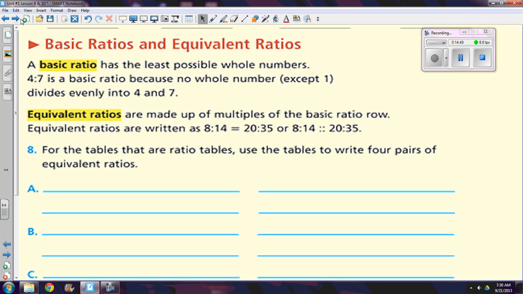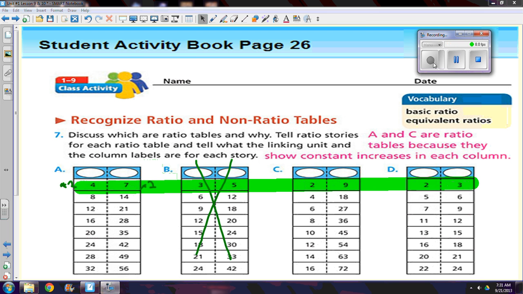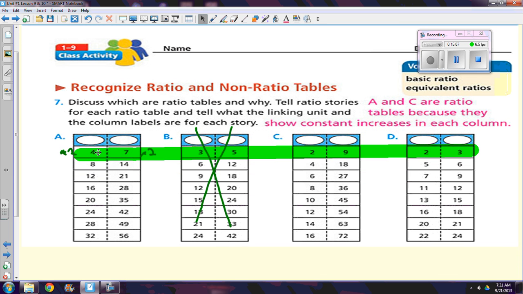For the tables that are ratio tables, use the tables to write 4 pairs of equivalent ratios. So let's take a look at that. For number 8, they're actually wanting you to go back and look at A and look at C. Those were your two ratio tables. So if you look at table A, 4 to 7, 8 to 14. If you look at table C, 2 to 9, 4 to 18. So now I'm just going to jump ahead.